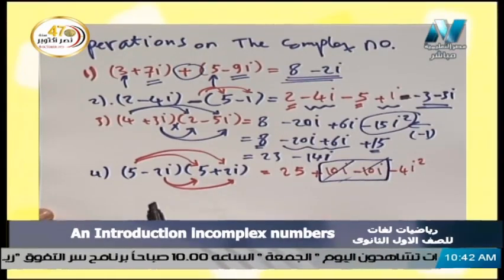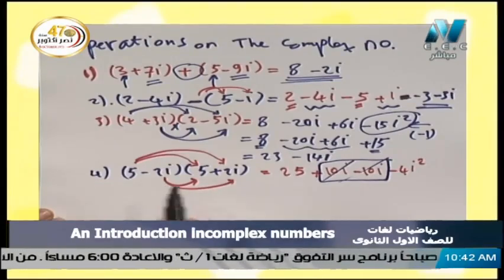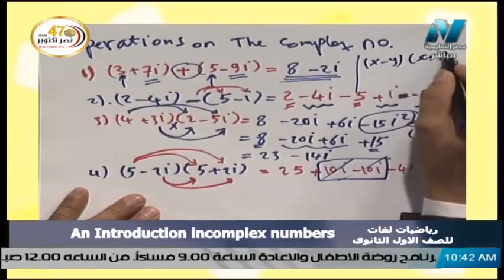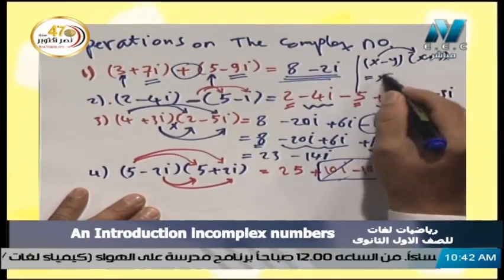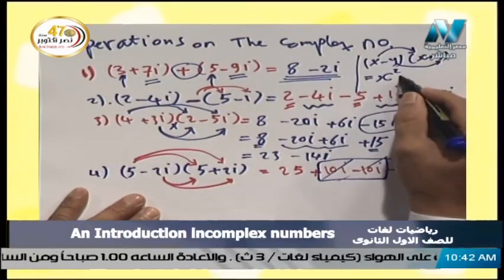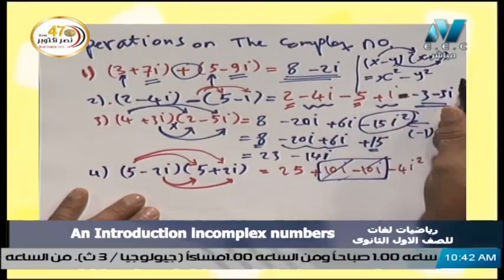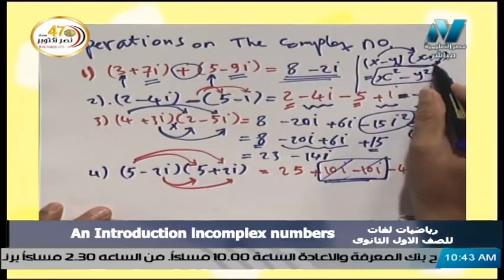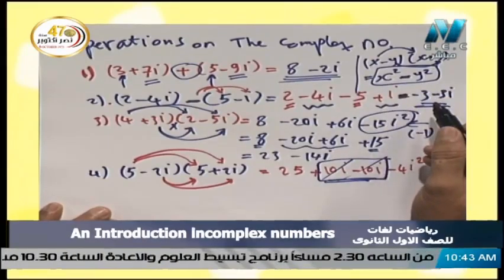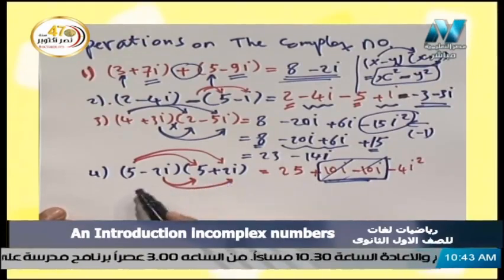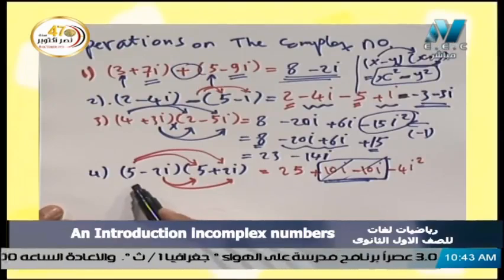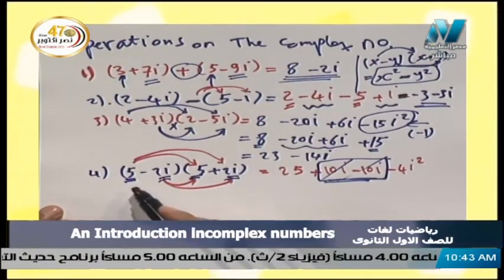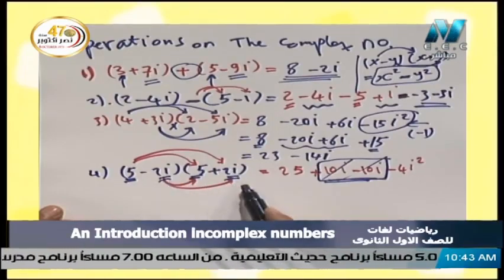From your studying in the second preparatory, we know that if we have x minus y multiplied by x plus y, we multiply x by x, it's x power 2, and negative y by y, it's negative y power 2, and that's enough, because we know that the middle term equals 0. We call it the difference of two squares. So if we have two complex numbers like that, where one is the conjugate of the other, we can multiply the first by first and the second by second only. We don't need to multiply 5 by all of this bracket and negative 2i by all of this bracket.